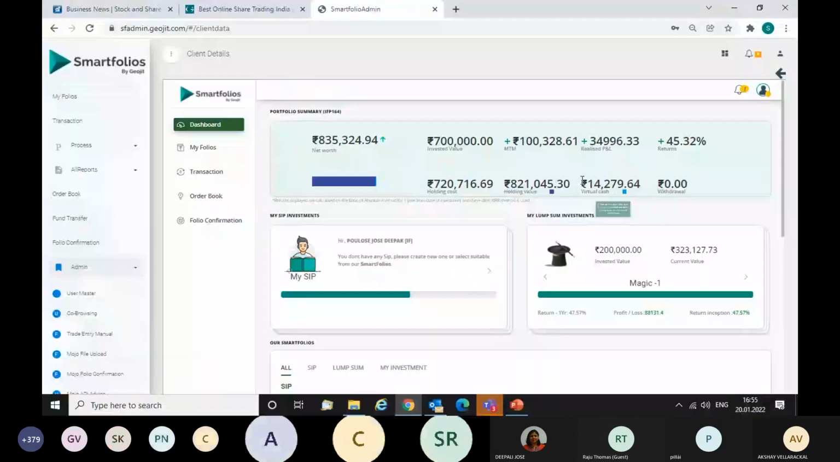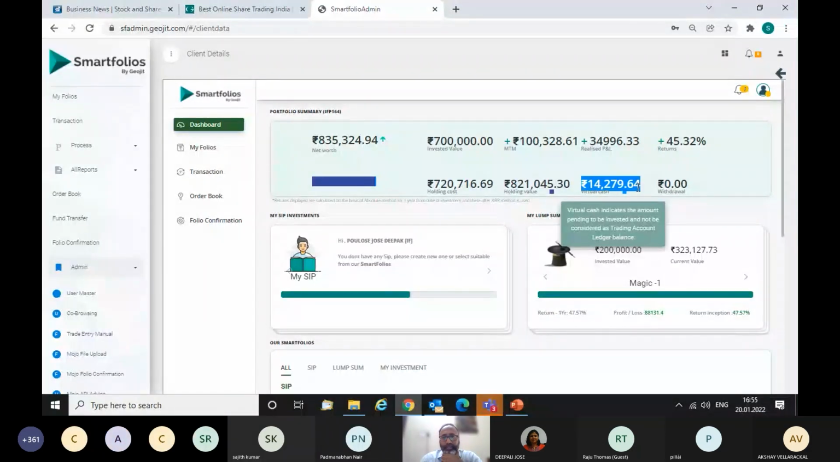So this is where you basically see the virtual cash figure. For this client, the client has invested, let's say, a total of 7 lakh rupees. Out of 7 lakh rupees, there is a cash remaining of around 14,000 rupees for this particular client. Now, this could vary across clients. This 14,000 rupees remains as cash as per Smartfolios calculation.